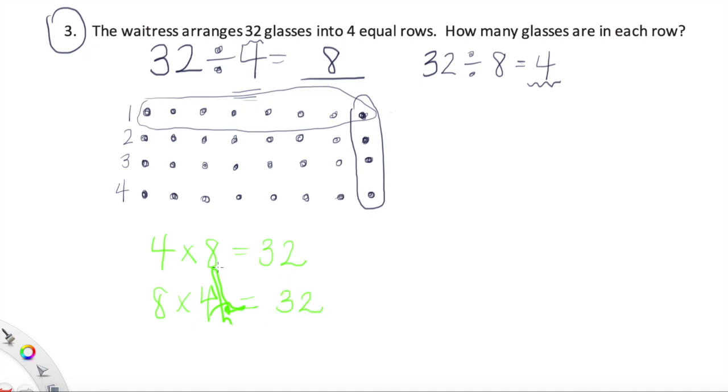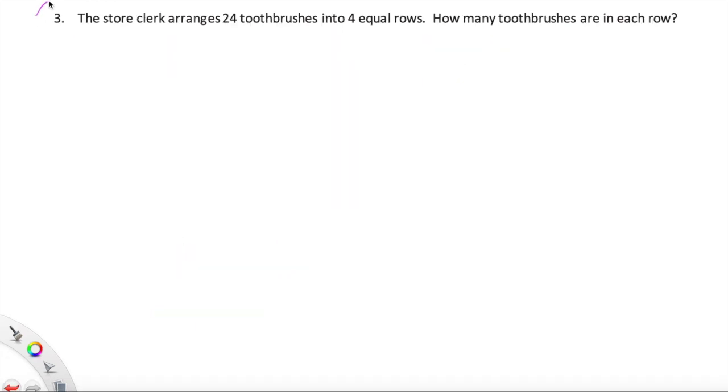I hope you're seeing how beautifully connected multiplication and division are. We can name what's going on here in this restaurant in a few different ways. That's pretty cool. One more problem here before we get to the secret word in your next mission. Here we have the store clerk arranges 24 toothbrushes into 4 equal rows. Equal. Whenever we're dividing something equally, we know that we are looking at a division expression. How many toothbrushes are in each row?